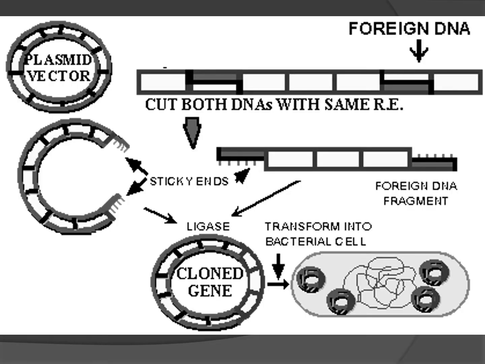All right, so here's another image. We have the plasmid vector, sticky ends. We insert the foreign DNA. We use the enzyme ligase to put it together. Remember, we talked about ligase in DNA replication. It ligates things together, and then we can use it to transform into a bacterial cell.